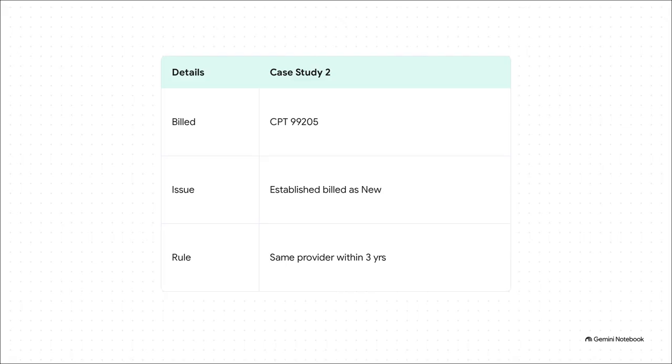We have a high-level new patient EM visit, CPT 99205, billed at $524, and boom, denied under CO151. Why? Well, a quick historical account inquiry proves the patient was actually seen by the exact same specialty within the previous 3 years, so by definition, they are not a new patient.